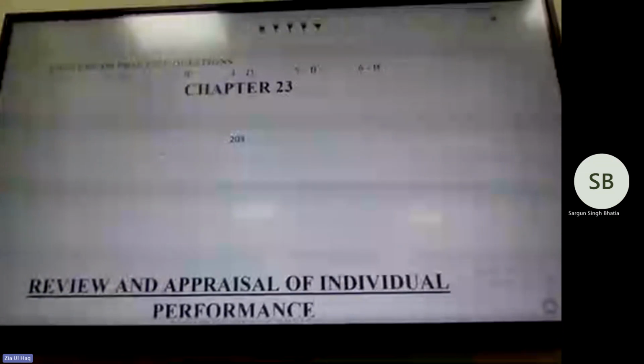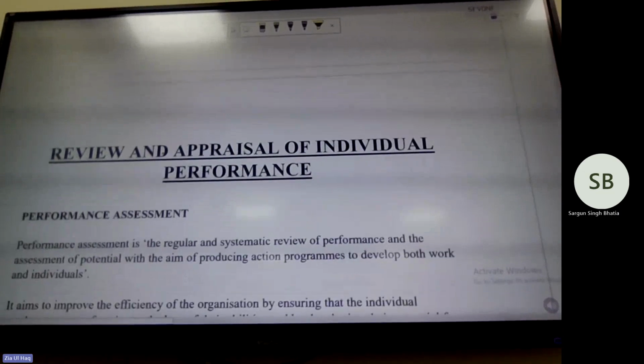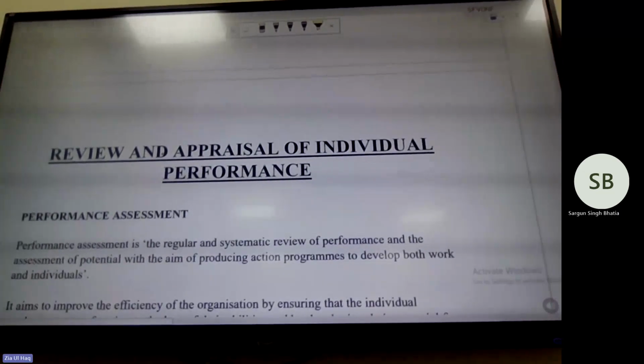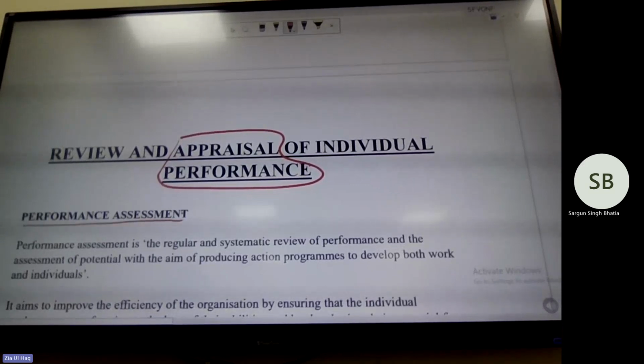Moving towards chapter 23. The name of the chapter is Review and Appraisal of Individual Performance, in which we look at how the performance of individuals can be checked and appraised. There are two terms: performance assessment and performance appraisal.